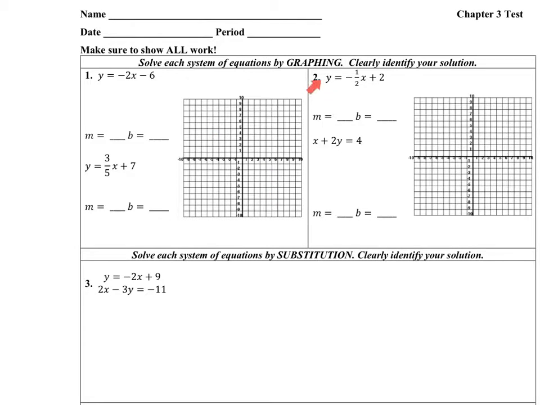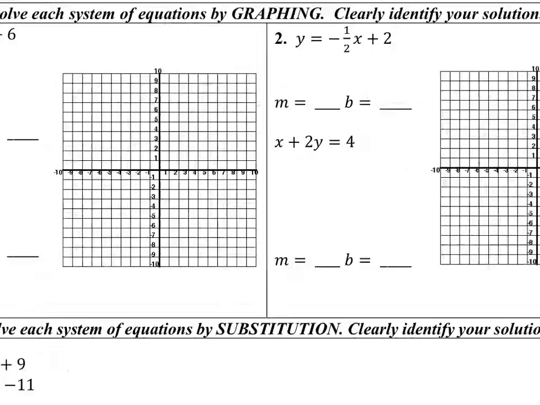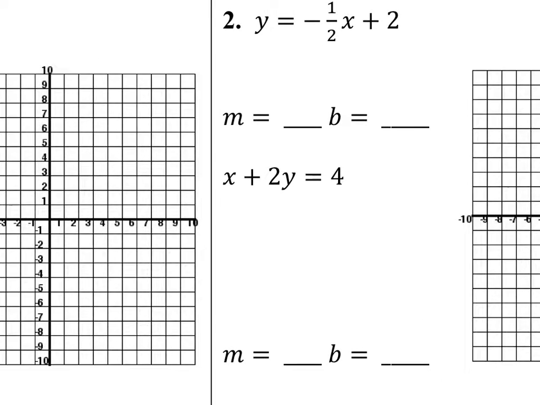Number 2, this equation is okay. It's in slope-intercept form. However, this one here is not. One thing I would caution you about is that on the one that is not, put a 1 in front of that x. Now get the y by itself. And again, when you're done, identify your m and your b and graph them. Wherever they cross, that is the solution we are looking for.